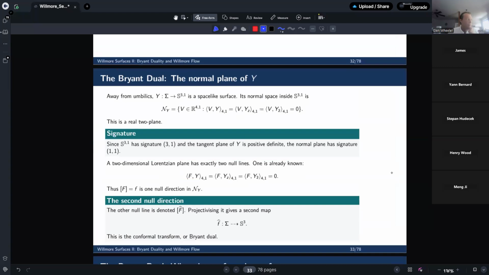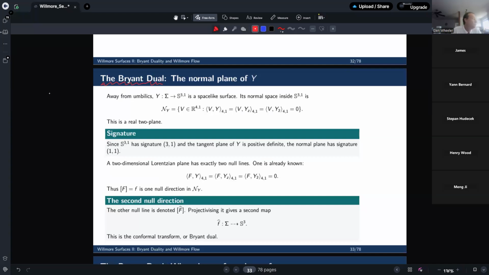Okay, so I'm going to stop soon. I feel like I didn't get very far, but I'll just maybe do a couple more slides. So the next part of this presentation is about the Bryant dual, which I kind of motivated before by drawing a picture and saying that it's the second congruence of mean curvature spheres. And then I also said something about light cones having two pieces, and it's the second piece. And so this is about that.